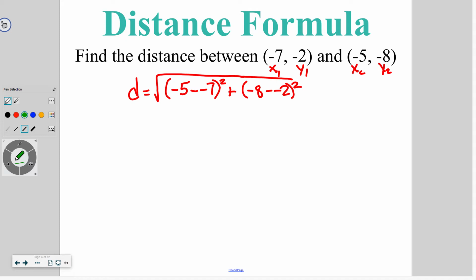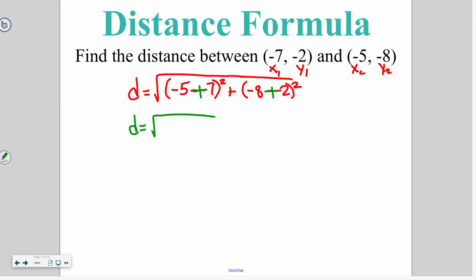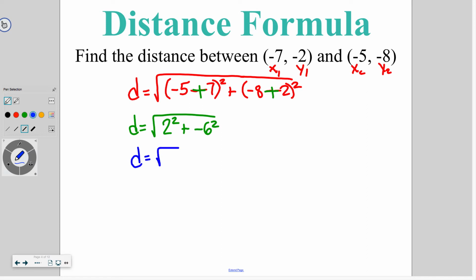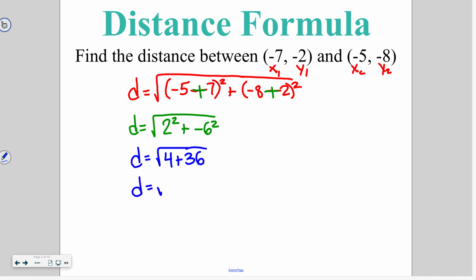Subtracting a negative becomes a positive in both of those cases. So I've got my distance is equal to the square root of (-5 plus 7 gives me 2) squared, plus (-8 plus 2 gives me -6) squared. I can keep simplifying this and say that distance is equal to the square root of 4 plus 36, which is the same thing as saying the square root of 40.